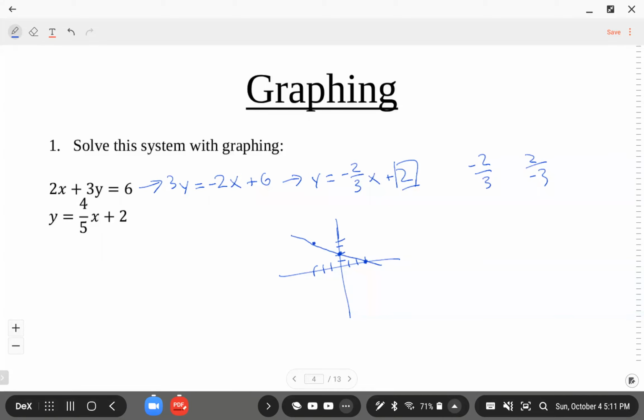Then we have our second one. We have another y-intercept of 2, and this is going to be the y-intercept. We don't even have to look at the other line because our y-intercept is our intersection.